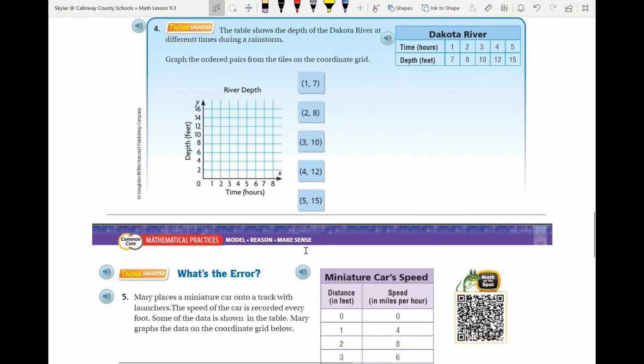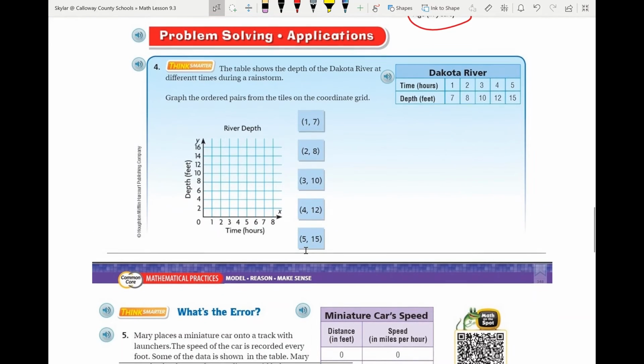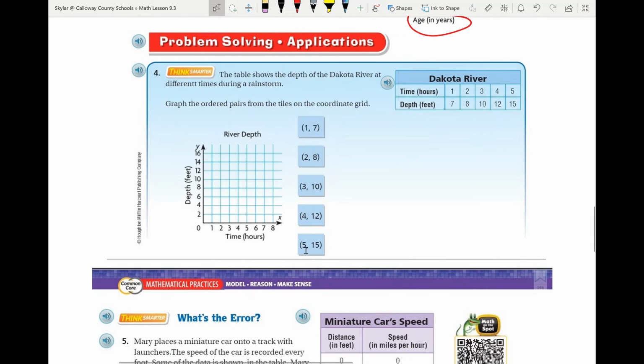Moving on. Let's see how you all do with plotting this information about the Dakota River. So go ahead and plot that information, and then I will check it with you. So go ahead and pause the video and plot. Alright, so hopefully your plot looks something like this.